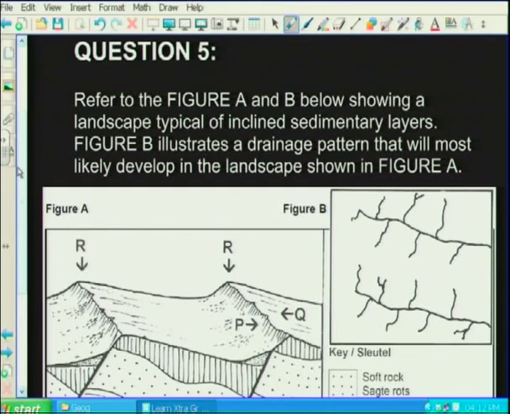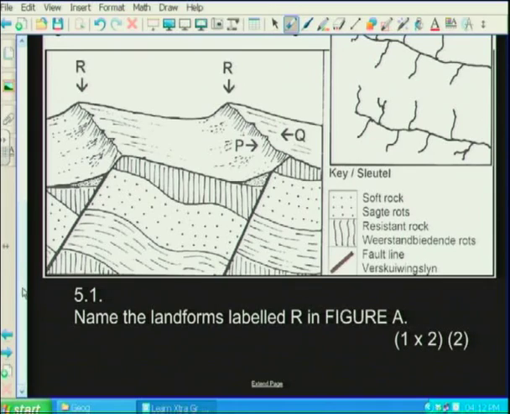Okay. Question 5 says, refer to figure A and B below showing a landscape typical of inclined sedimentary layers. Figure B illustrates a drainage pattern that will most likely develop in the landscape shown in figure A. Once again, they are relating fluvial geomorphology to structural landscapes. Okay, the first question asks us to name the landforms labeled R in figure A.